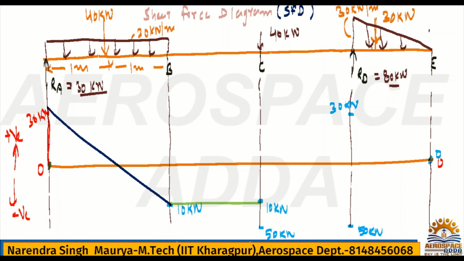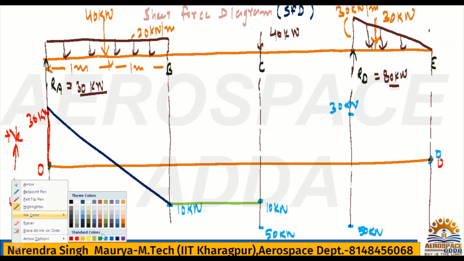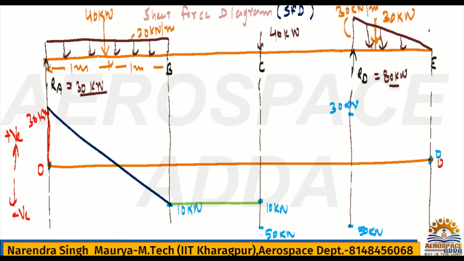Like this. At point C, just before it was 10 kilonewton, but just after C, 40 Newton will also be considered. 40 Newton is acting downward. It is already 10 negative, so minus 10 and minus 40 becomes minus 50. So 10 and 50 will have to match. It is a straight line because it's a point load.